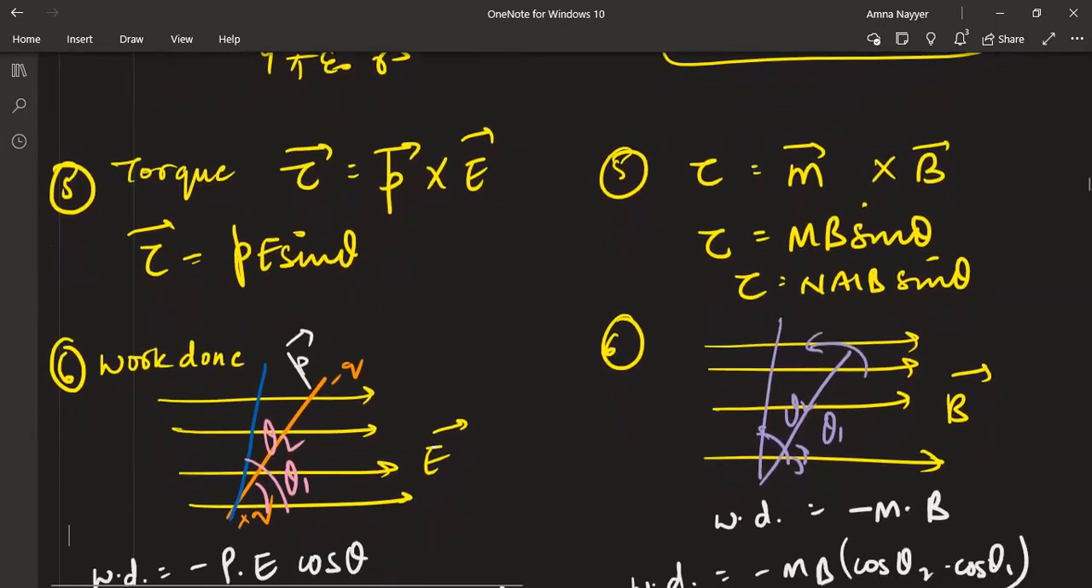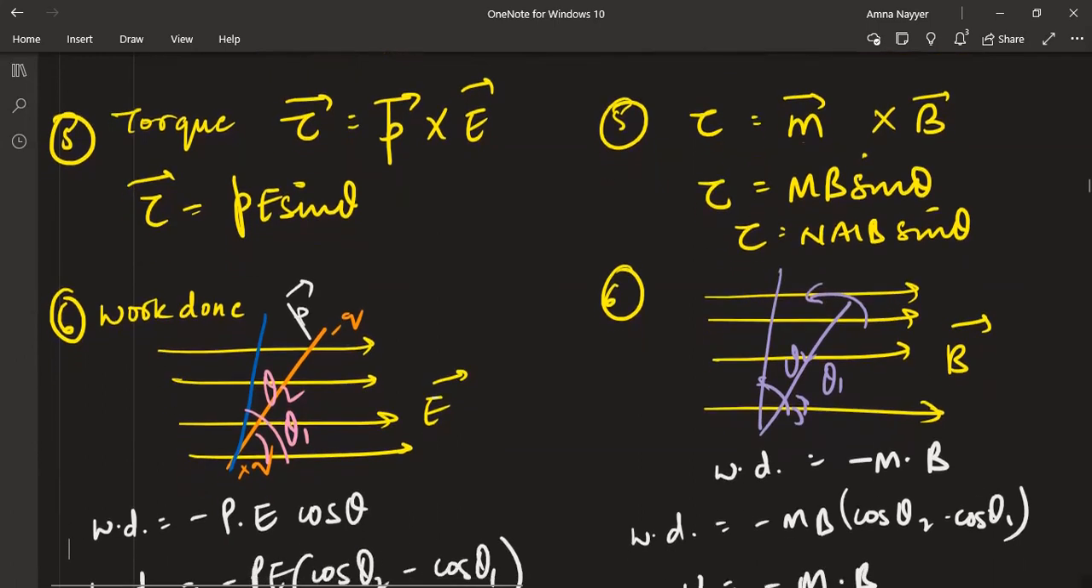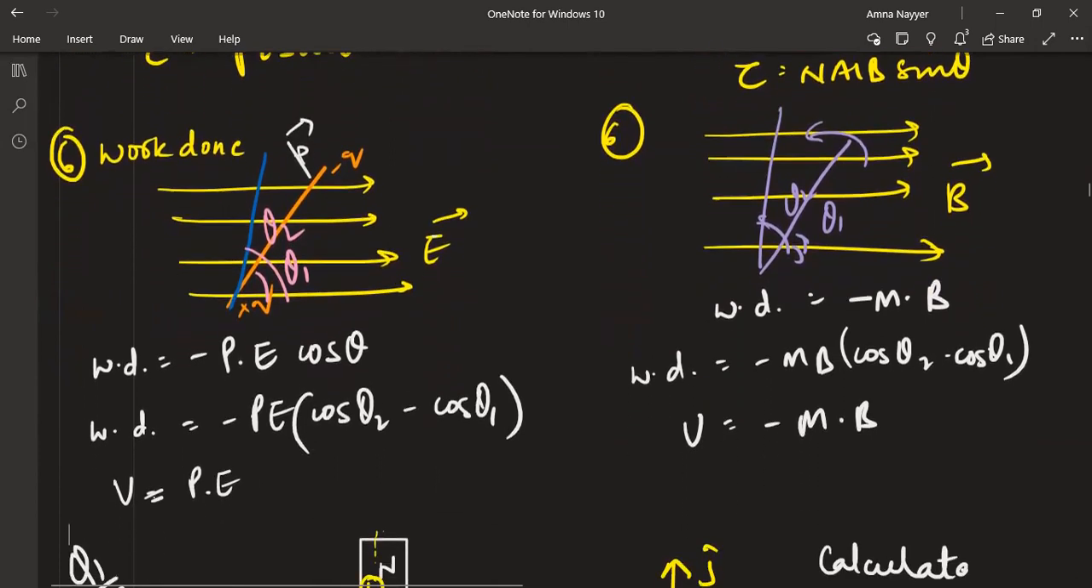Then again, we have torque as p cross E. Here in magnetics we have torque as m cross B. So pE can be expanded as pE sin theta, and this mB also can be written as mB sin theta. Work done is mentioned. This is just a comparison part, class. The rest of the things you can also write by yourself, any part that you find missing.